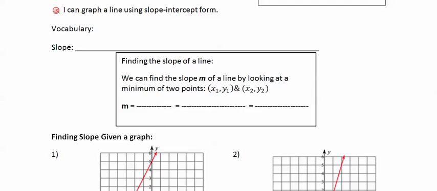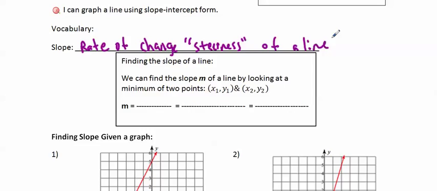Okay, so the official definition for slope is thinking about the slope of a mountain. It's how flat or how steep the mountain is. So when we talk about slope in math, it is a rate of change of a line. And rate of change is just a fancy way of saying steepness. Okay, now there's a bunch of ways that we can represent slope.